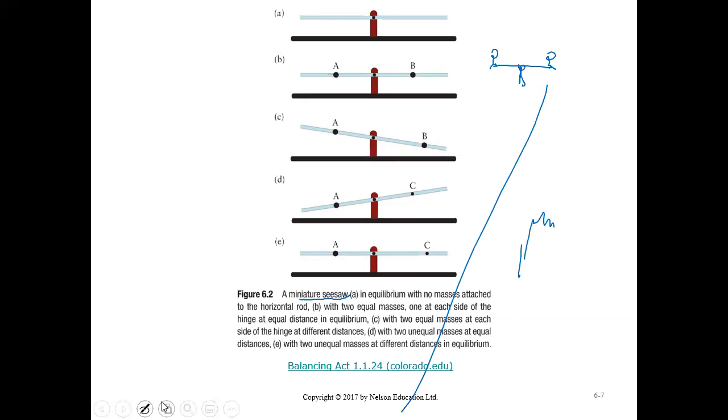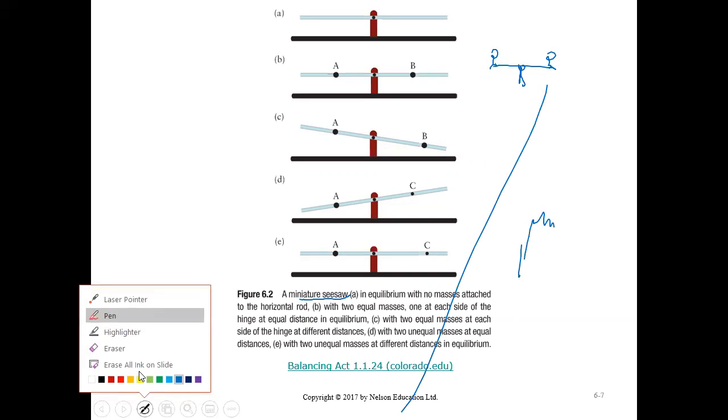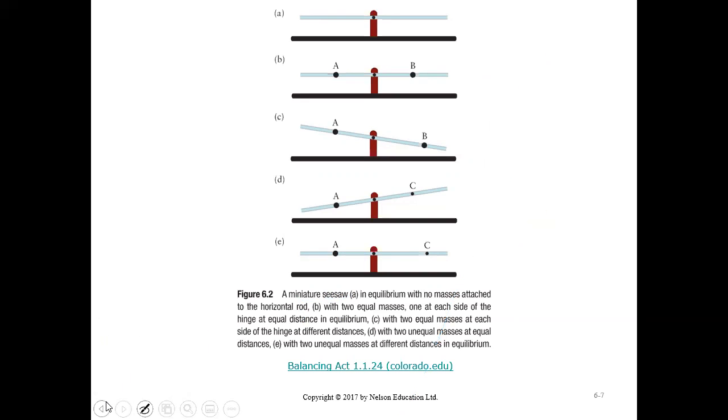Okay, now this seesaw, it is balanced initially, nothing on it. And in figure B, we keep two masses on either side of it, same mass, equal mass, and at equal distance from the hinge. The hinge is where it can turn in the middle. It will be in balance, right? If we keep equal masses either side, it will be in equilibrium.